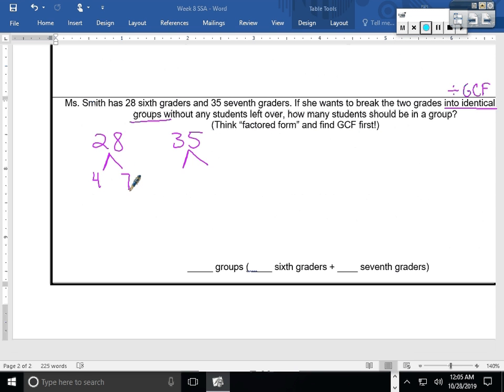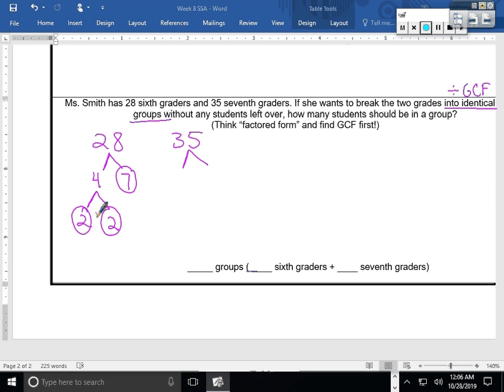Check your charts. Is 4 prime? Is 7 prime? You should see that 7 is prime, so we'll circle it. 4 can be broken down. It's the same as 2 times 2. So I'm trying to break it down to the smallest possible factors that are prime. And 2's are prime, so I circled them here.